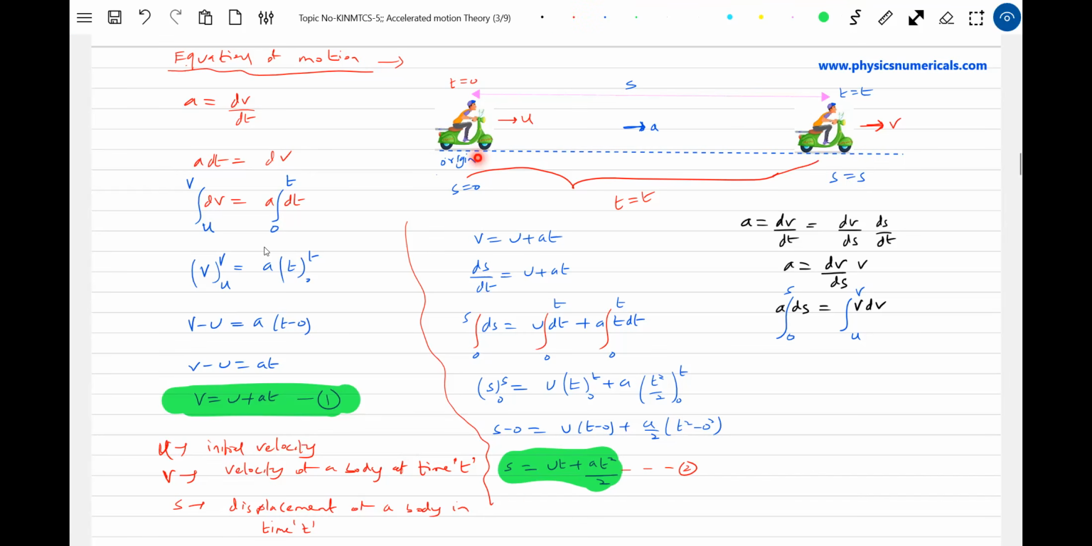So when body is at origin, what is the speed of the body? Initial velocity u. When the body is at a distance S, what is the speed of the body? Let it be v. So this will become A, okay, this will become 2as equals v square minus u square. So the final equation is v square minus u square equal to 2as.